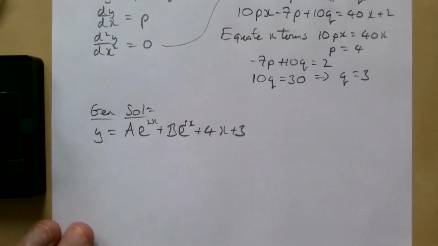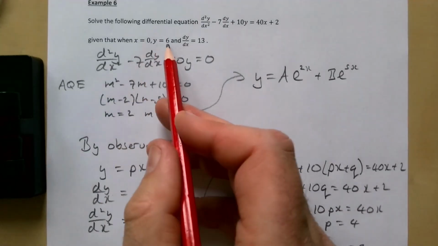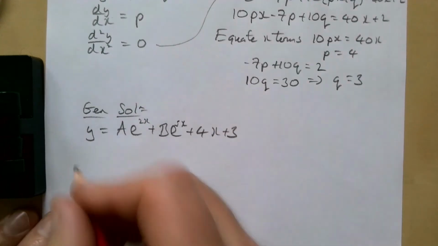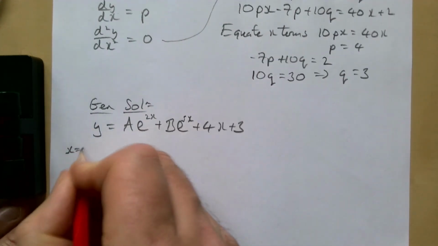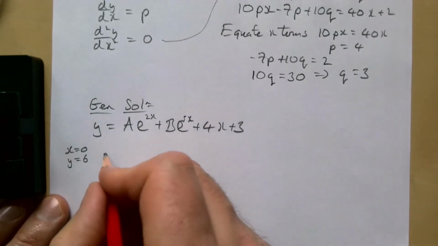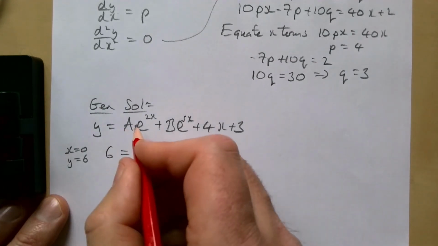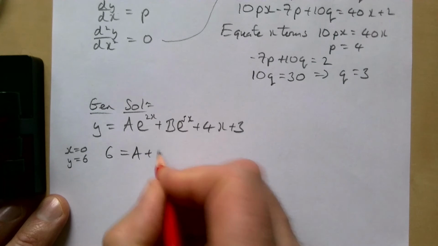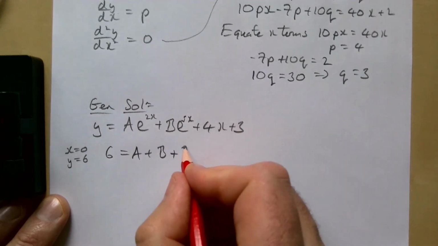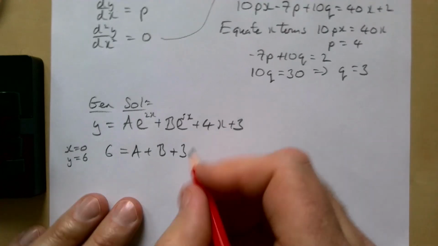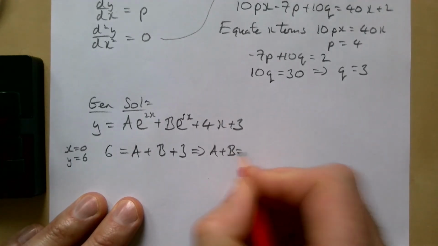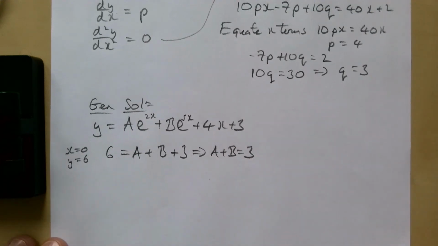What do we know? We know that whenever x is 0, y is 6. x equals 0, y equals 6. So that means 6 equals a plus b plus 3. So I can rewrite that as a plus b equals 3.